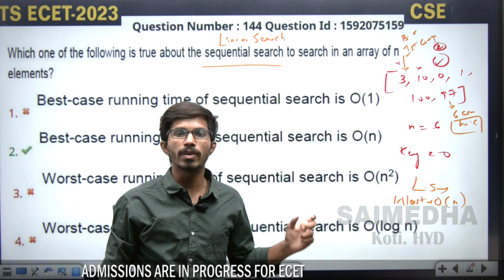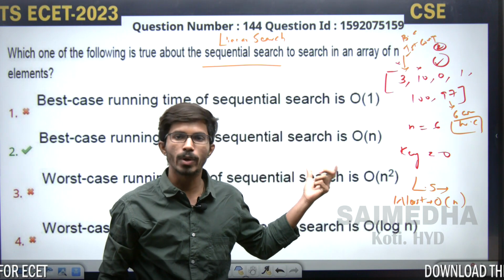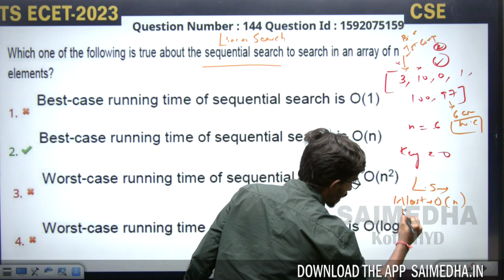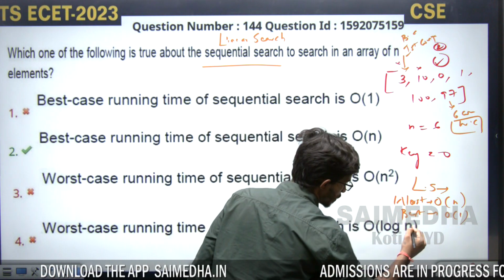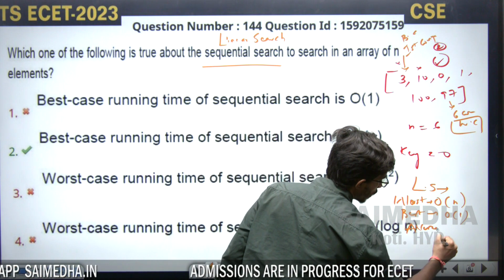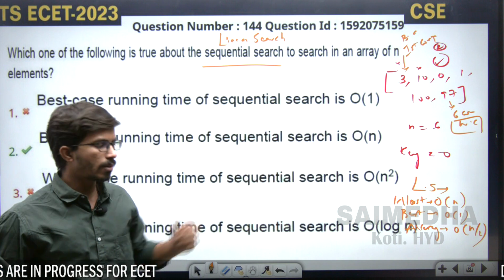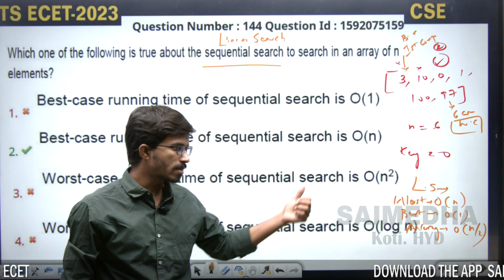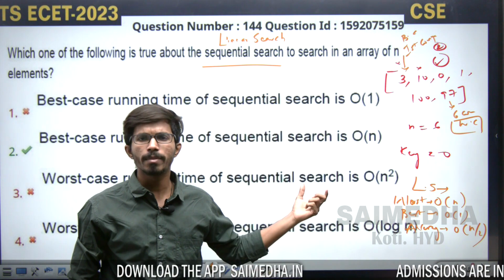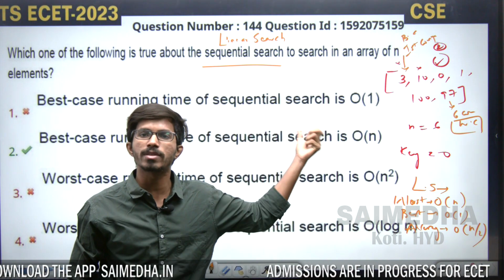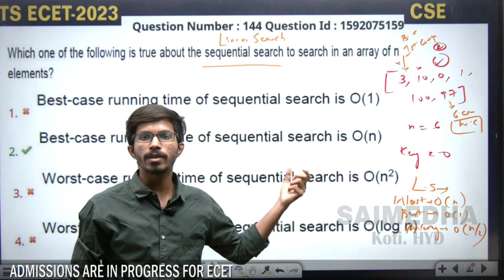If you are searching for the first element in the array of data for linear search, best case time complexity is big O of 1. What do you mean by average case? Average case will be big O of n by 2 sometimes. There are three complexities we have for the linear search. Worst means big O of n, best means big O of 1, and average means big O of n by 2. Best case is if you are searching for the first element. Worst case means if you are searching for the last element. Average case means if you are searching for the middle element.